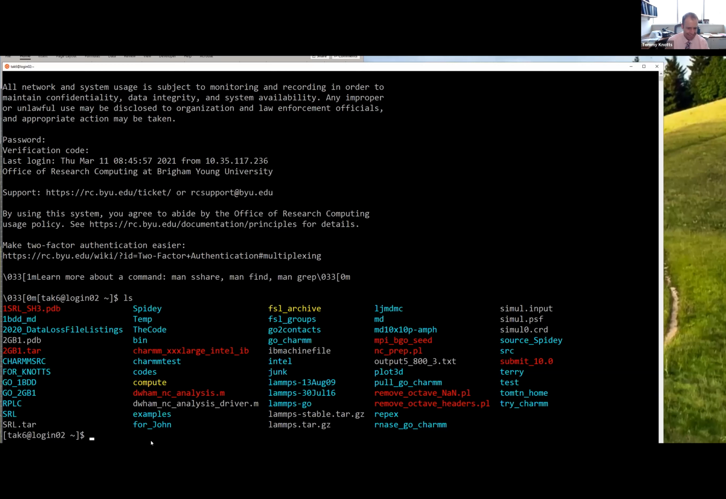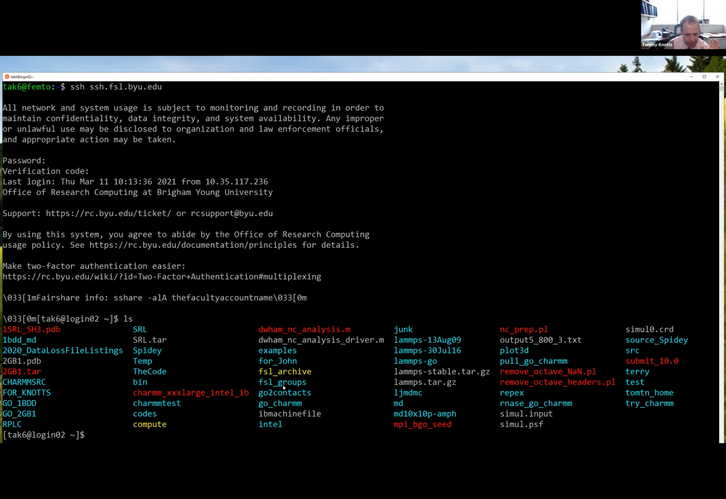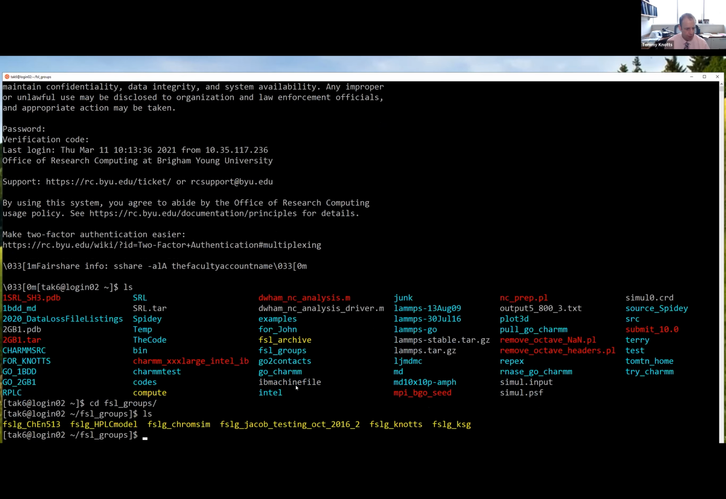And you can see all sorts of junk I got here. But I want to highlight a few things. FSL groups. So you want to go into FSL groups, CD. That's change directory if you don't know. FSL groups. And if you know about Linux, you can hit tab and it will auto finish your folders or what you're typing. So if I go in there, you should all be members of this FSLG Chem Engineering 513. So you can go into that folder.